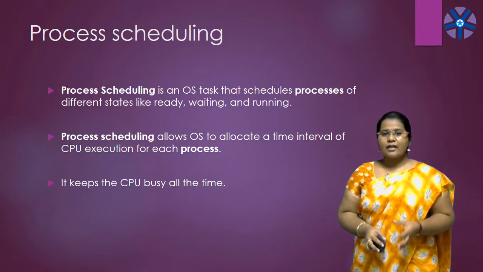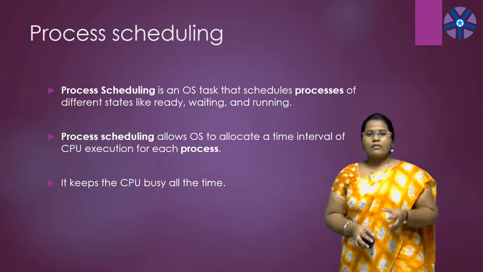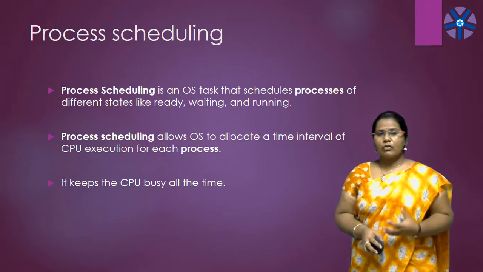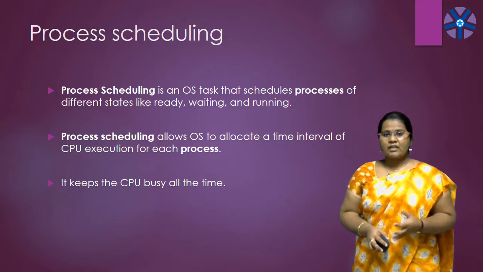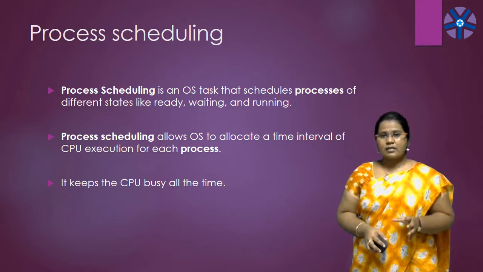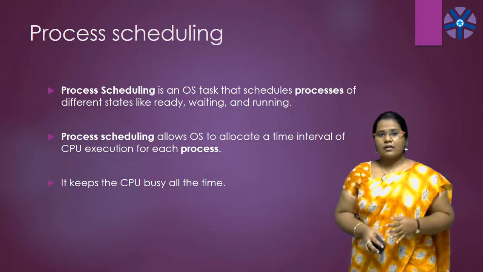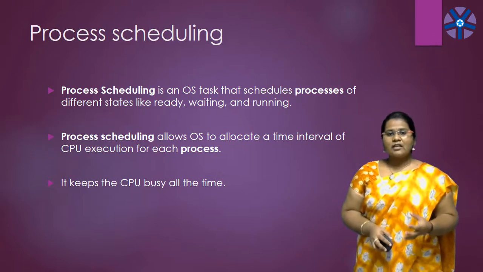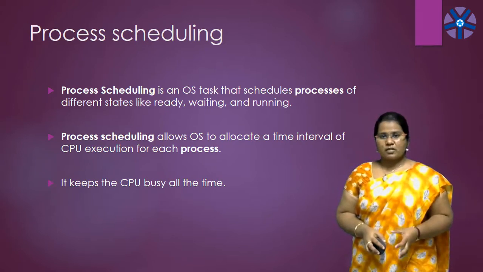This process scheduling allows the operating system to allocate the time interval of the CPU for execution of the process. The main goal of process scheduling is to always keep the CPU busy. That is, whenever a process executes and then goes out for an IO operation or due to some interruption, and comes out of the CPU, process scheduling immediately takes care of assigning the next process that has to be allocated to the CPU.